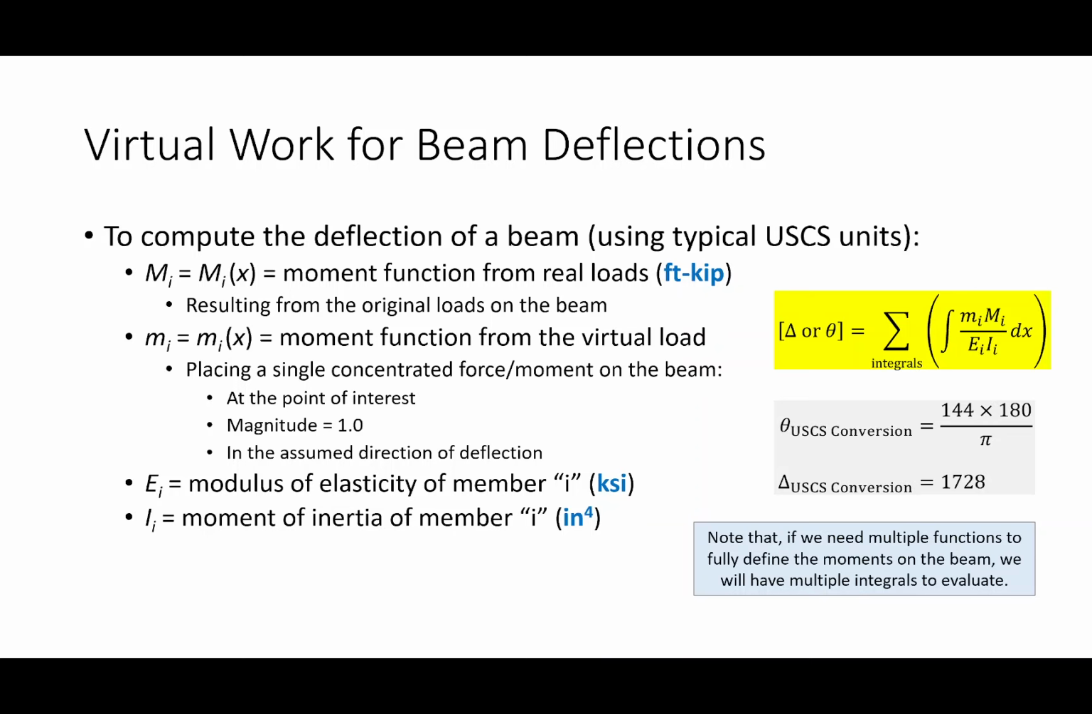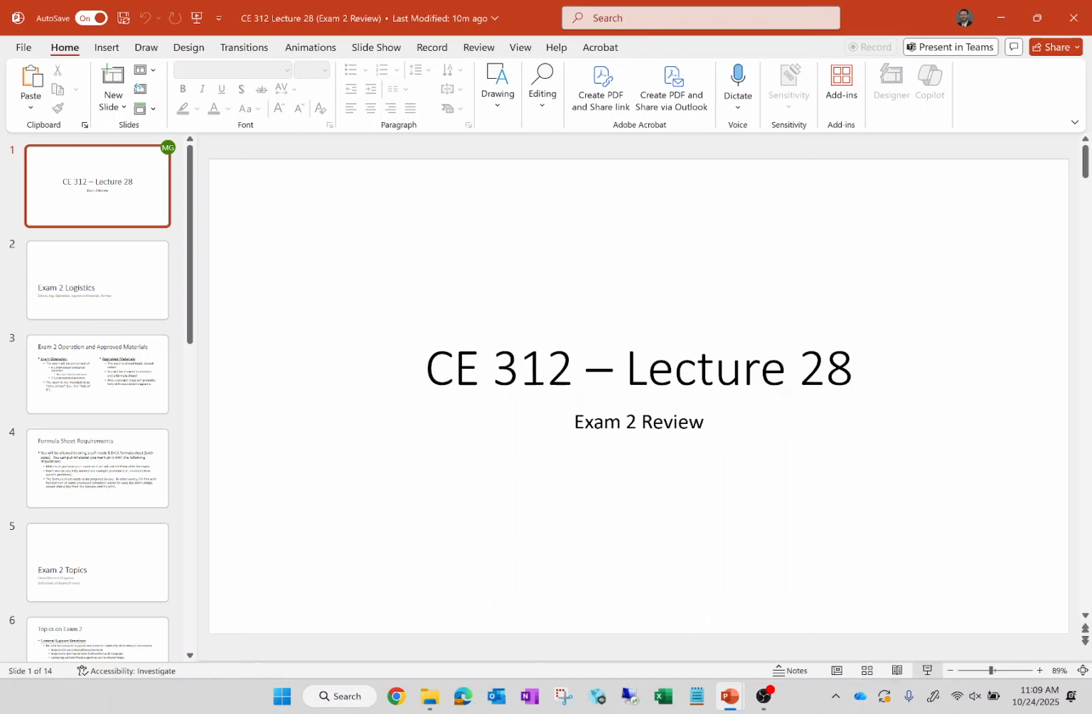We have our unit conversion for rotation and unit conversion for deflection, because there's a mixture of units. We have foot-kips for the moments, but we have inches for KSI and inches to the fourth for EI. That's basically it in terms of what's on the exam review. The floor is yours for Q&A.